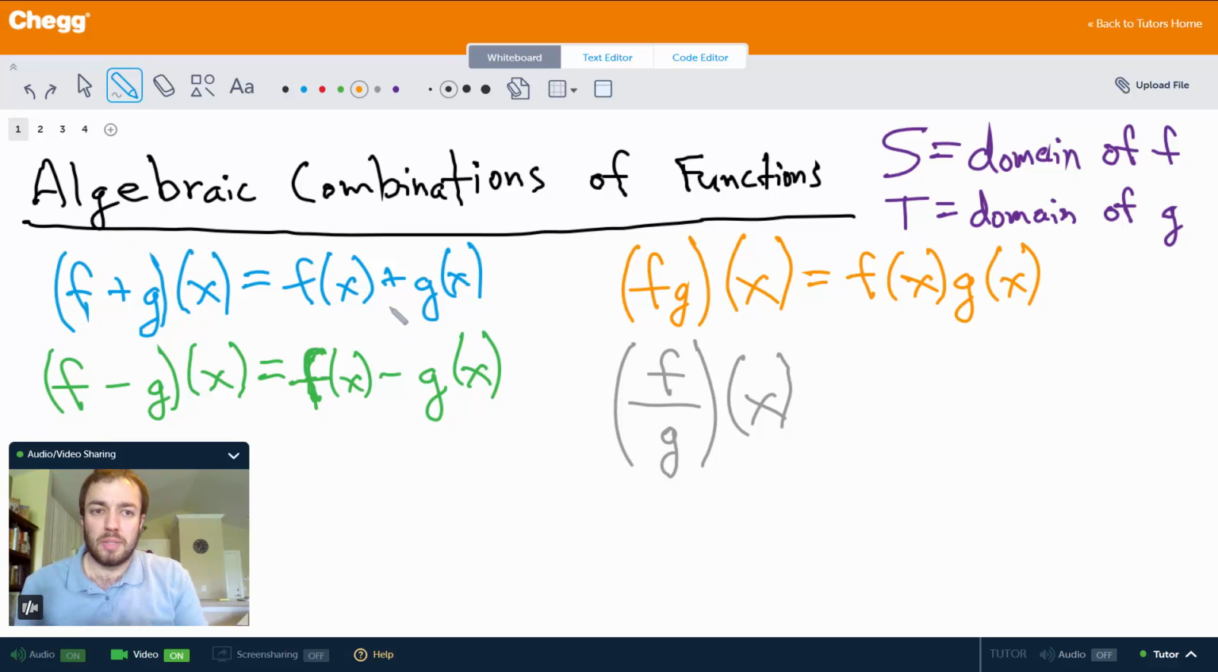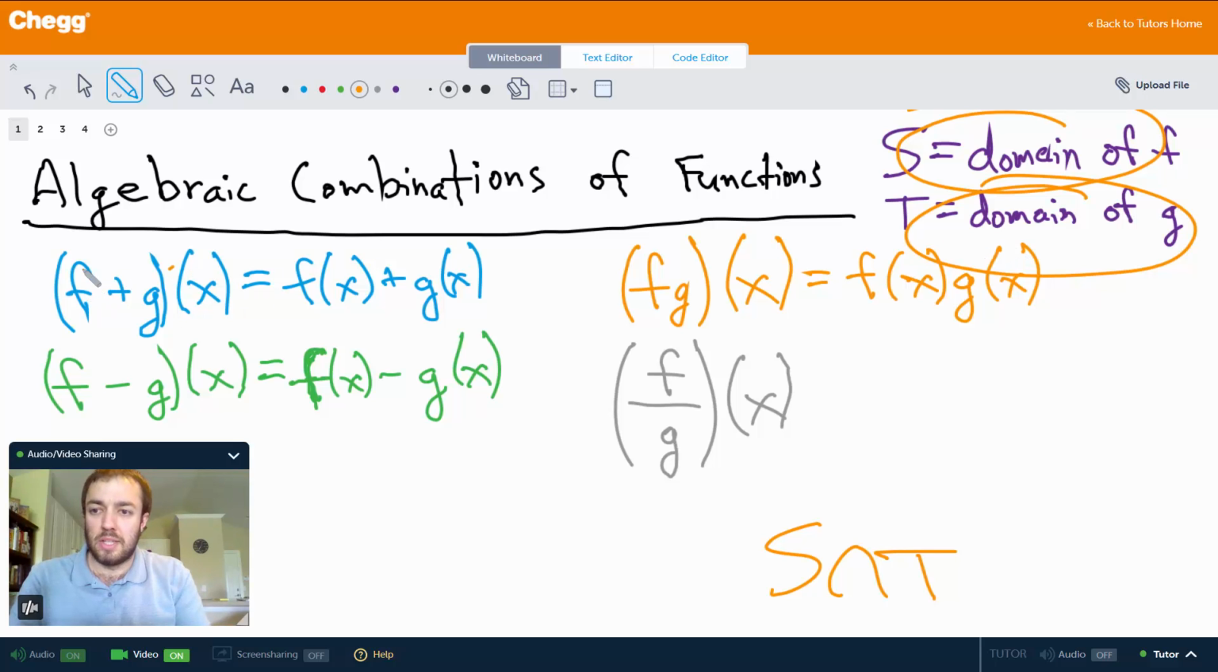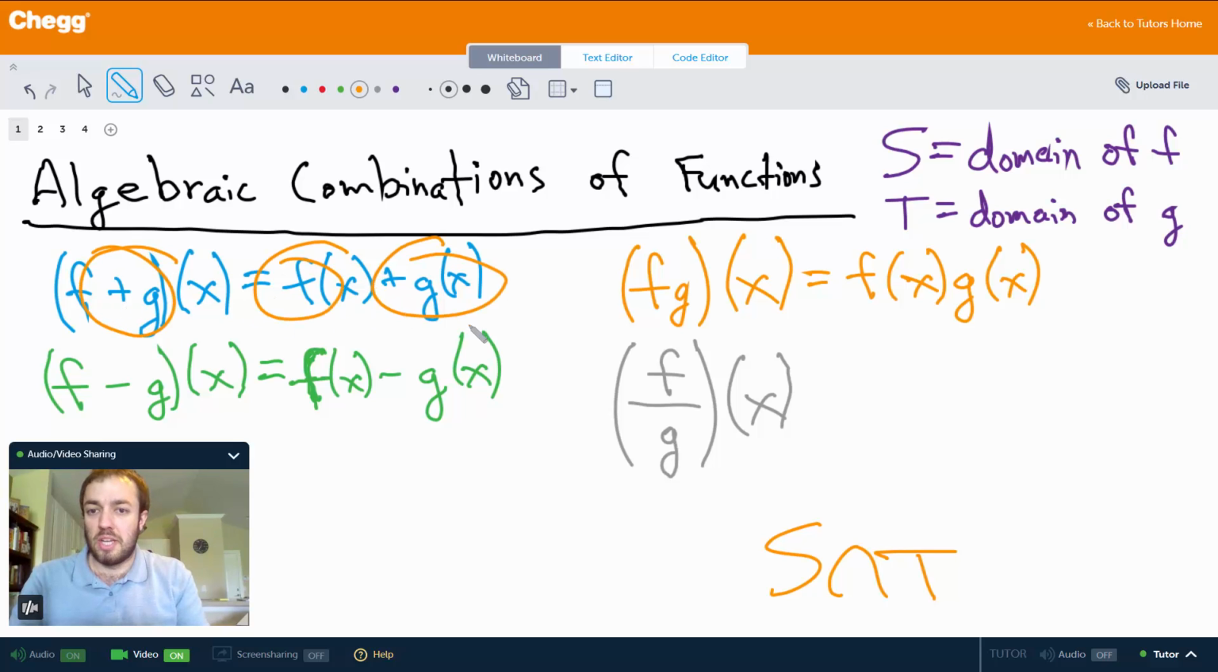Essentially, the domain of f plus g is S intersected with T, because S intersect T is the set of everything that's in both. If something is in the domain of f plus g, then it has to be in both S and T. Otherwise it's just not going to work. The reason is that to even make sense of f plus g, f of x and g of x have to both be defined. Therefore, the domain of f plus g is S intersected with T.